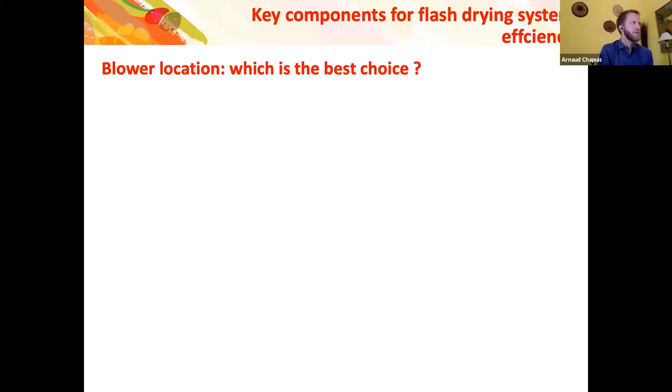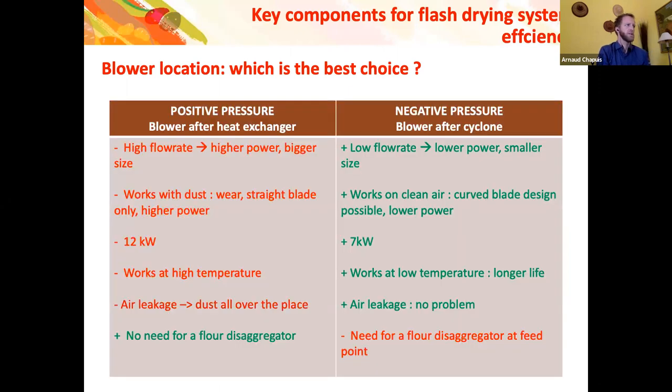An interesting discussion on the blower choice, and we noted that, designing and choosing a blower with one of the companies partnering in the scaling project, an interesting discussion is where to put the blower. You have two possibilities. You will have flash dryers in what we call positive pressure. In that case, the blower is generally right after the heat exchanger, and you feed the product just before the blower. That puts the whole pipe in positive pressure.